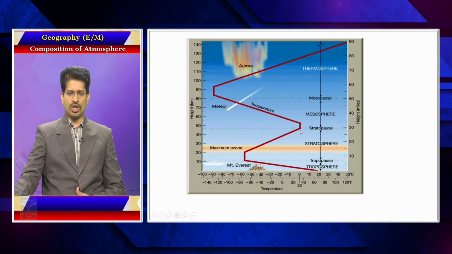They may ask you a question: how does the temperature vary across these layers? In the troposphere, it gradually decreases. Till the ozone layer, the temperature is constant.